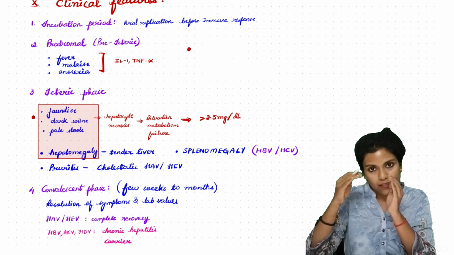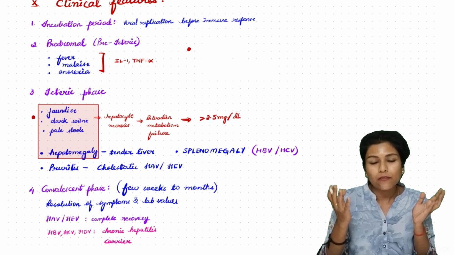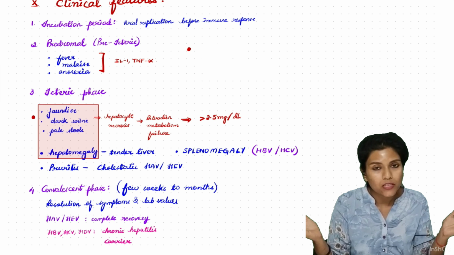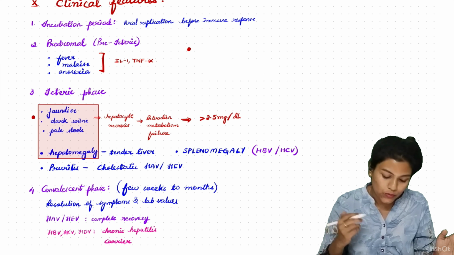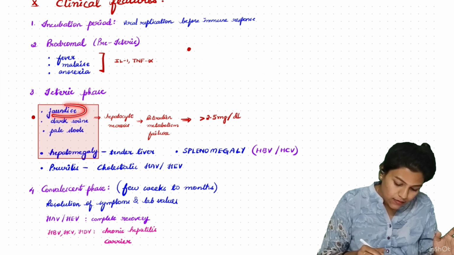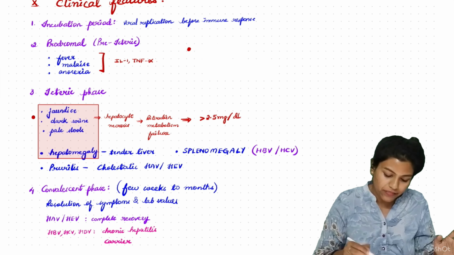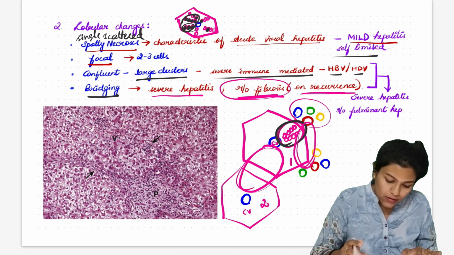Because they are not able to excrete in bile, bile ultimately going into the intestine, the intestine is not able to receive good enough quantities of bile which contains bilirubin. No stercobilinogen. No stercobilinogen means pale stools, clay colored stools. So the jaundice, dark urine, pale stools are because of this bilirubin metabolism defect. Hepatocyte necrosis will cause this bilirubin metabolism failure.